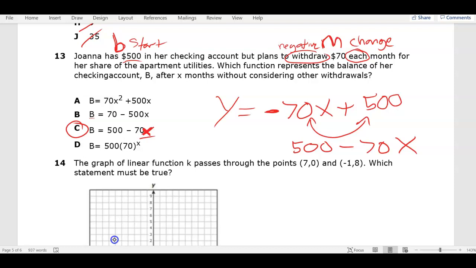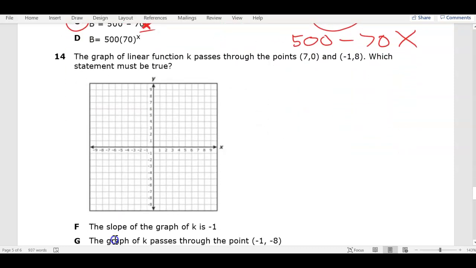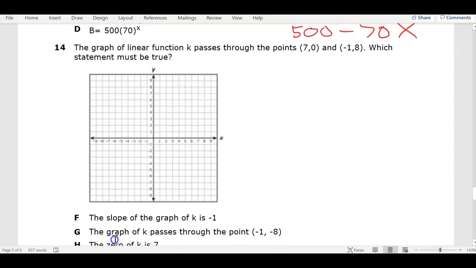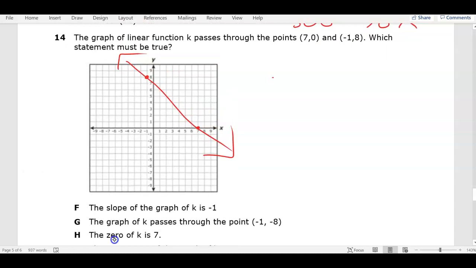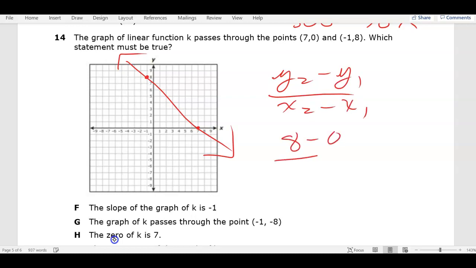Okay. Whew. All right, number 14, graph a linear function passes through these 2 points. Which statement is true? Now, if you have a graph here, you might want to graph it. There's 7, comma 0, negative 1, comma 8. Okay, you could draw a line through them. Now, if I'm doing the slope of this, you could remember the slope formula. Okay, 8 minus 0 over negative 1 minus 7. 8 over negative 8. The slope is negative 1.